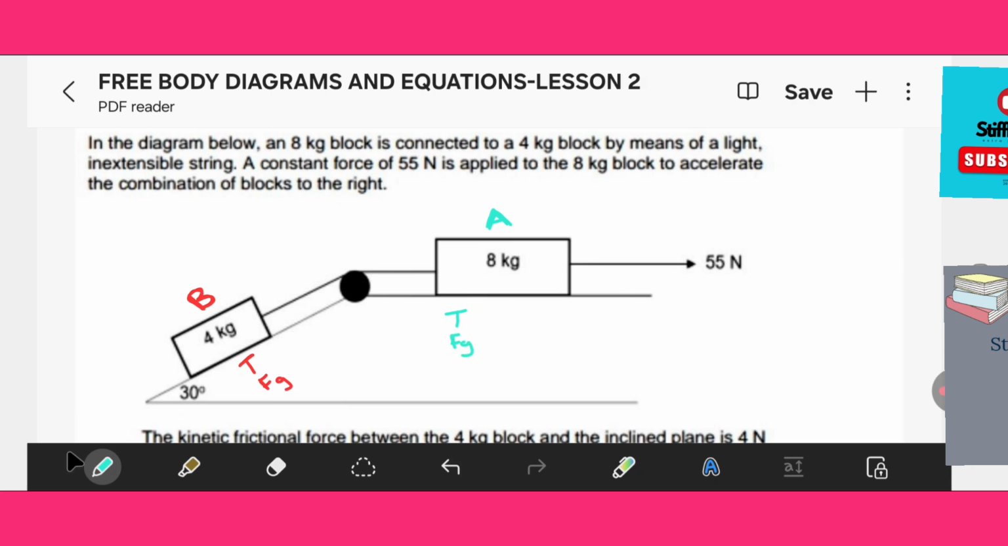So a constant force of 55 Newton is applied to the 8 kg block to accelerate the combination of the blocks to the right. So it means that this block is having force applied as well, but this object is not having force applied. So it means that these objects will be moving to the right. So this is the direction of motion, that side, right? So let's continue with the statement below.